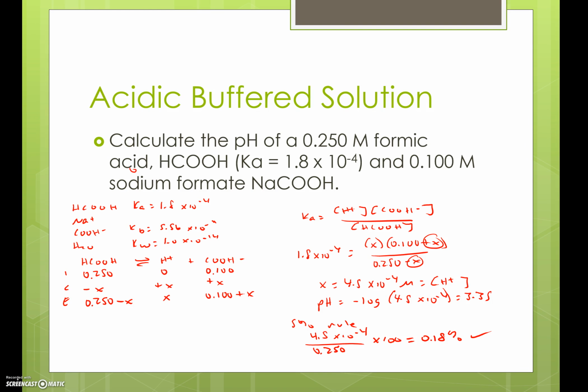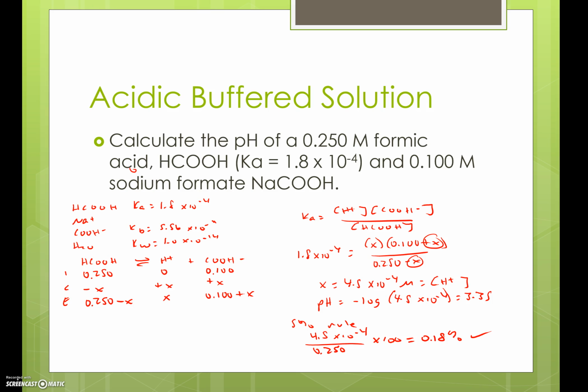Alright, so let's see how you did. First thing we're going to do is list the different species that are going to be found in the solution. So we're going to have formic acid, which has a Ka of 1.8 times 10 to the minus 4. We're going to have sodium formate, which 100% dissociates into sodium ions and formate ions. And formate ions has a Kb of 5.56 times 10 to the minus 11. And we've got water, which has a Kw value of 1.0 times 10 to the minus 14.